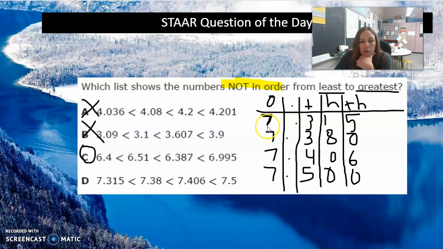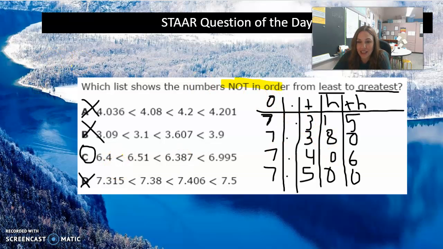Because if we are looking from least to greatest, we're going to look at the biggest place value. So if we look at the ones, these are all the same. So look to the tenths. Okay, and if we look here, we see that it goes from least to greatest, which is exactly what we want. So it can't be D. So our answer must be C.